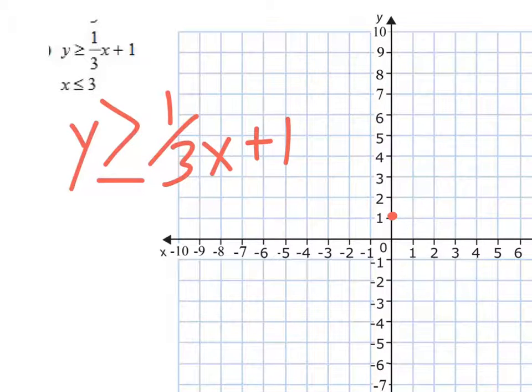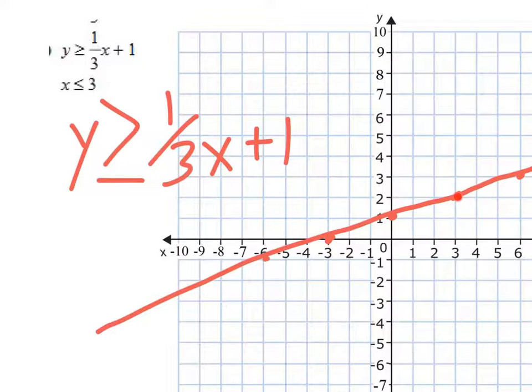So what we're going to do is we're going to rise over 1, right? So it's going to be up 1, to the right 3. Let's put a little dot right there. All right, it's going to be up 1, to the right 3. Or down 1, to the left 3, if we started at the y-intercept. And this is a straight line.